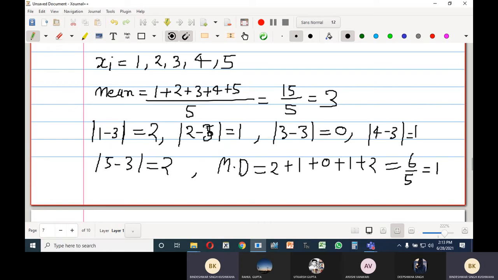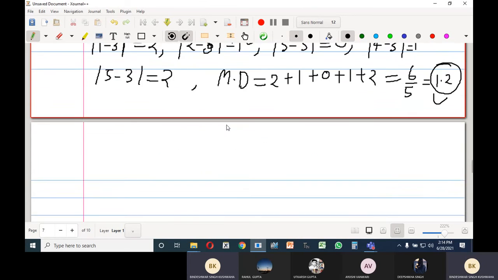So 1.2. This is the mean deviation or average deviation. I have calculated the deviations individually, thereafter we have added them and divided by 5. So it means average. We are calculating the average of the deviations. So this is mean deviation. Okay. So this is for individual series data.